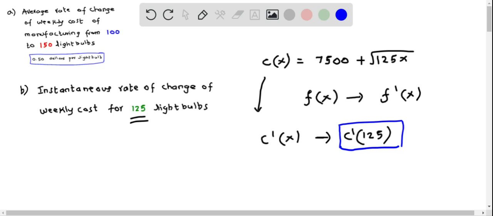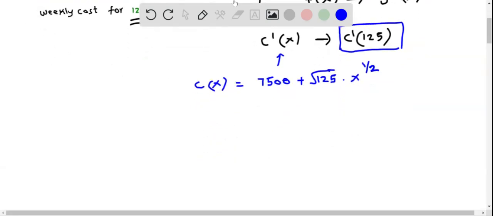So first, we will find C prime of x, which is the first derivative of the cost function. I'm going to rewrite this cost function using exponent notation. So C of x equals 7500 plus root of 125 times x raised to the power of 1 by 2. Now we will find the derivative of this cost function, which is C prime of x. We have to find the derivative of each of the terms. Derivative of 7500, which is a constant, is 0. So I put 0 here.